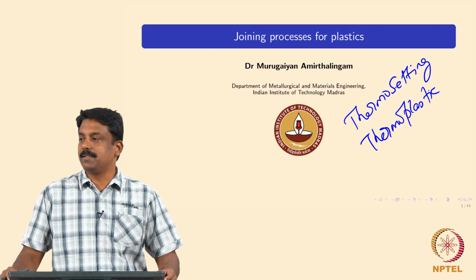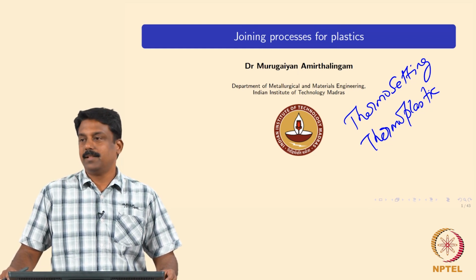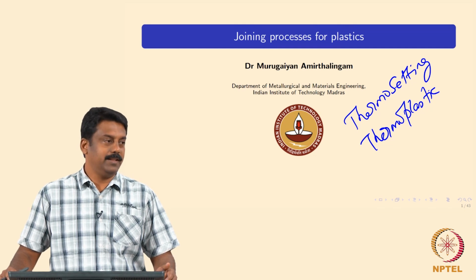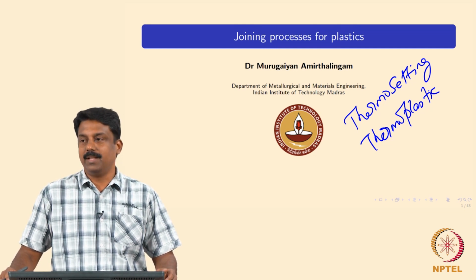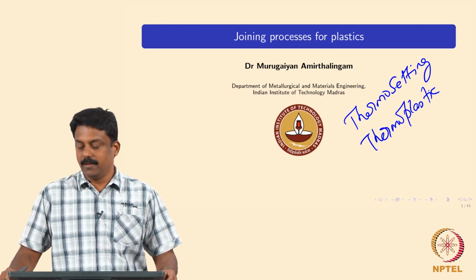Can you give an example of thermoplastic polymers? Polyethylene, polypropylene, PVC, polyvinyl chloride. These are all very commonly used thermoplastics for engineering applications. So, we will look at them one by one.